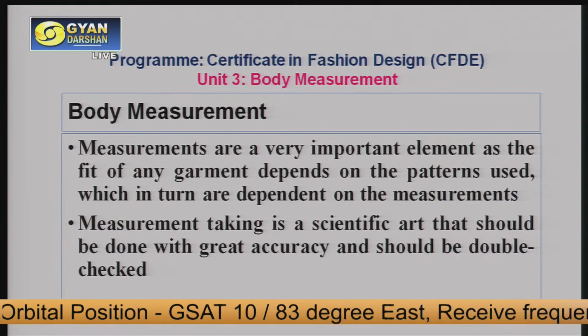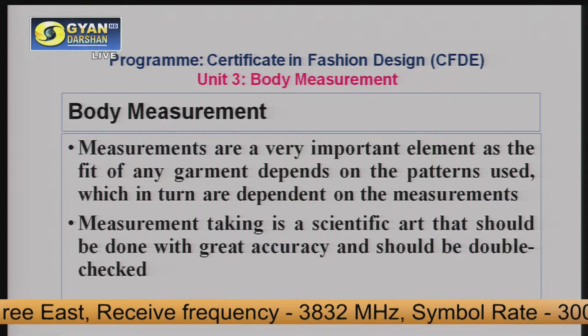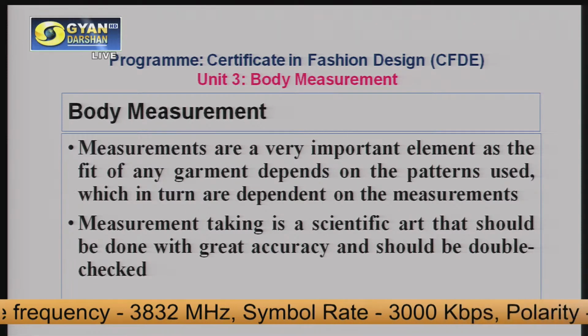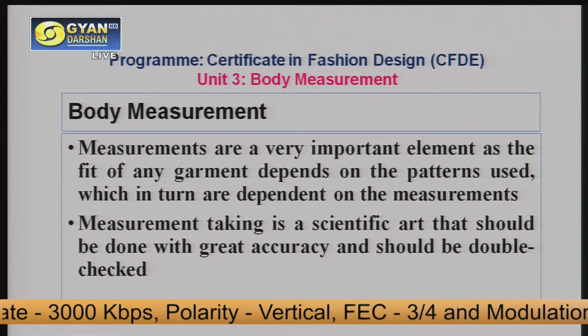Measurements are a very important element, as the fit of any garment depends upon the pattern which we use, which in turn depends upon the measurements we take. So if we are not able to understand how many landmarks there are and how we will take the body measurement, we cannot create a good pattern. And if the pattern is not good, it will not give a proper fit to the garment. We have already studied in unit 1 that the pattern is the basic template on which we create the garment.